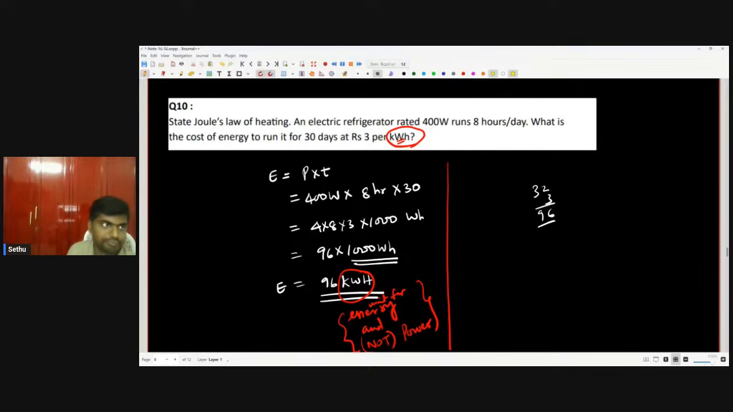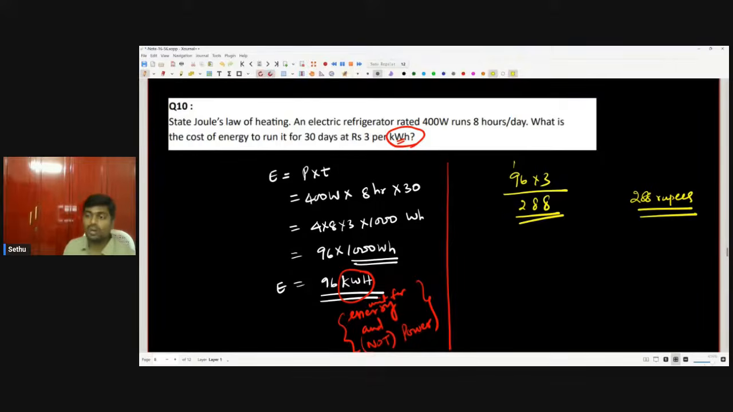All right. Okay. Now you know that 96 kilowatt hour, that is basically the energy that it consumes. And you are actually running it for 30 days at rupees 3 per kilowatt hour. So for 96 kilowatt hour, 96 into 3, this is 18, this is 28, this is 288. So you're going to spend 288 rupees.